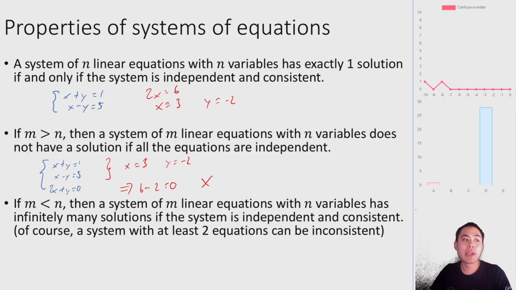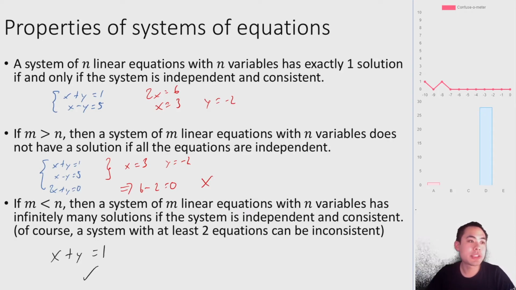Lastly, if you go the other way, a system with m linear equations and n variables where m is less than n has infinitely many solutions if the system is independent and consistent. Of course, a system with at least two equations can be inconsistent, but we're going to assume that they are independent and consistent. So the easiest example is x plus y is equal to 1. You have two variables, you only have one constraint, it's just a line, and you have infinitely many solutions.